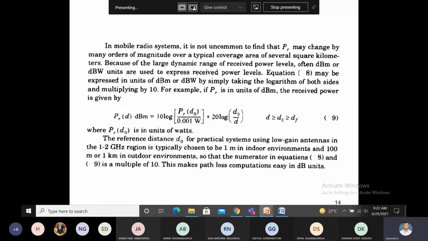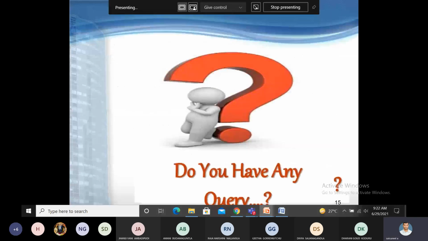This is about the introduction to radio wave propagation and the free space propagation model. In this free space propagation model, we calculate the received power in terms of transmitter power, transmitting gain, receiver gain, the distance between transmitter and receiver, and losses. Based upon this, we calculated received power, path loss, and received power at shorter distances today. Do you have any query?